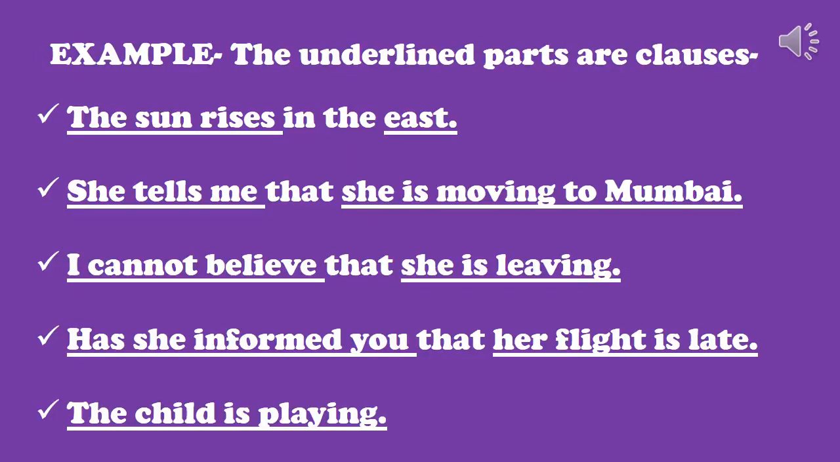We can look at the third example. I cannot believe that she is leaving. So who is the focus of the sentence? I am the focus of the sentence. And what is the verb and predicate? Cannot believe, she is leaving.